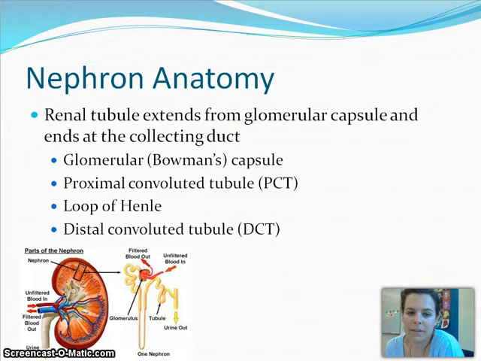Then the renal tubule goes from the glomerulus and it ends at the collecting duct. And there's different parts of the renal tubule. We start with Bowman's capsule, which is what we were just looking at. Okay, that's right here. And then we go through the proximal convoluted tubule right here. Then we go through the loop of Henle, which is this long loop here. Then we go through the distal convoluted tubule into the collecting ducts.